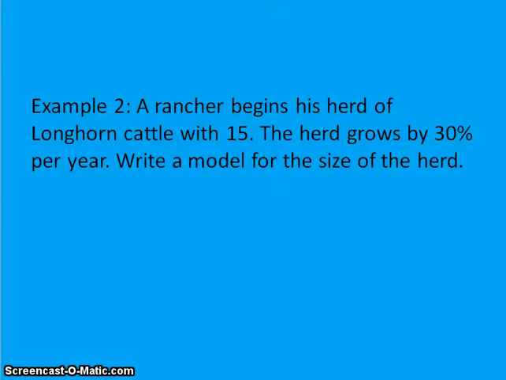Next example, a rancher begins his herd of longhorn cattle with 15. So that's going to be our initial amount, 15. And the herd grows by 30% per year. So that's your time period, per year. 30% would be our growth rate. So we need to plug in our growth factor as growing, so we're going to add it to 1, and 30% changed to a decimal is 0.3, so 1.30 to the x, where x is the number of years. So 15 is your initial amount, 1.30 would be your growth factor.